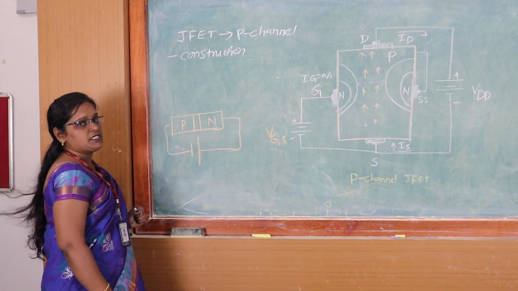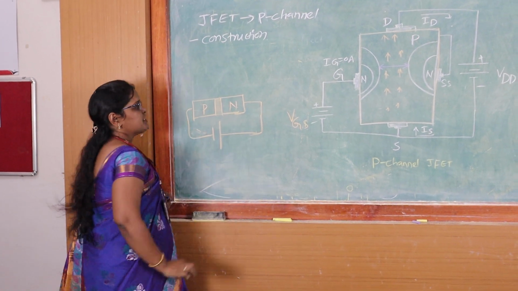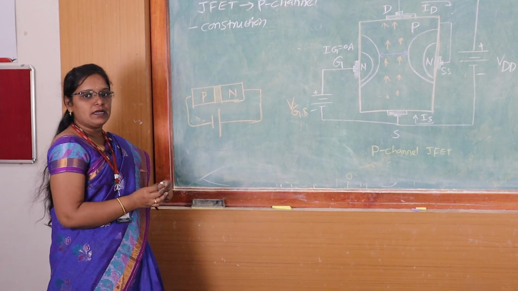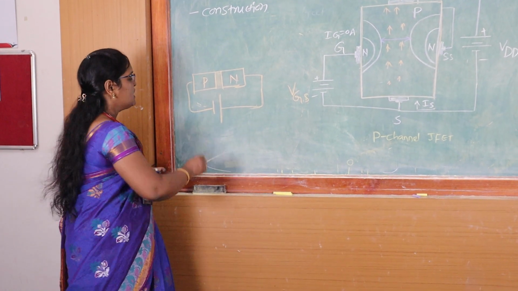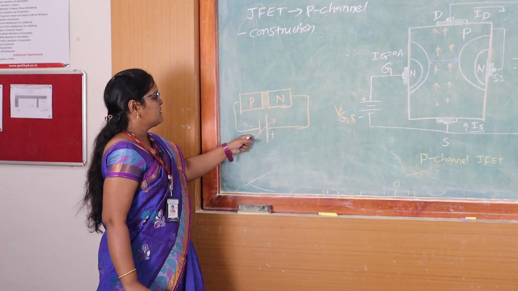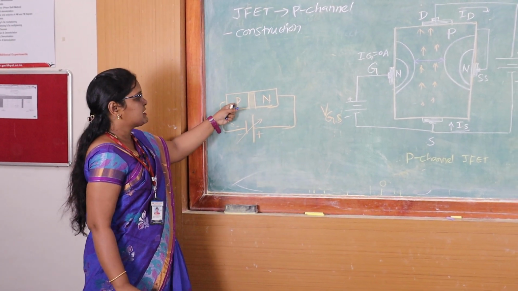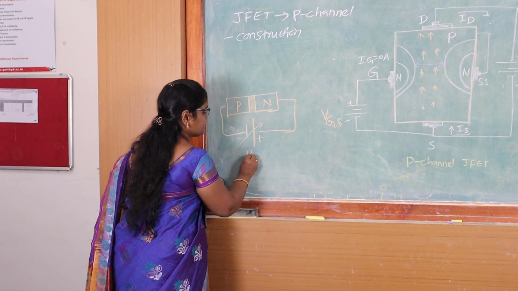This is an ordinary PN junction diode in which this is the depletion region. Originally it is formed by combining, or concatenating, the P region and N region. Here I am applying the opposite terminals: the negative terminal is connected to the P side and the positive terminal is connected to the N side, which is reverse bias.